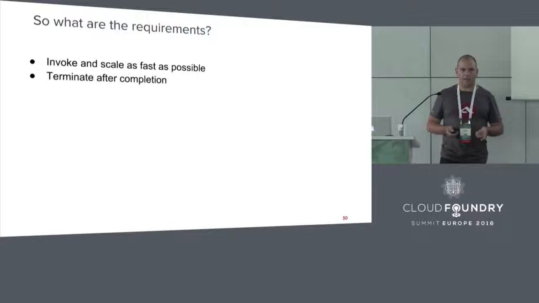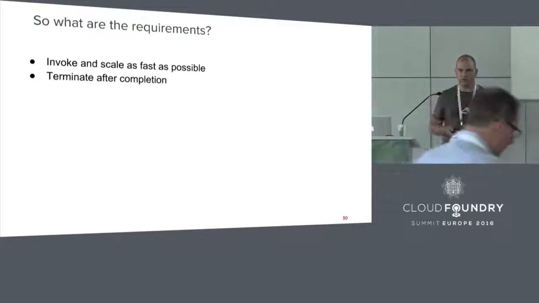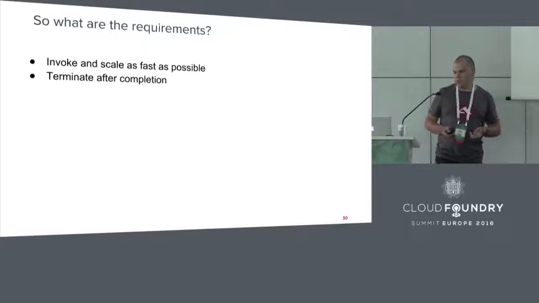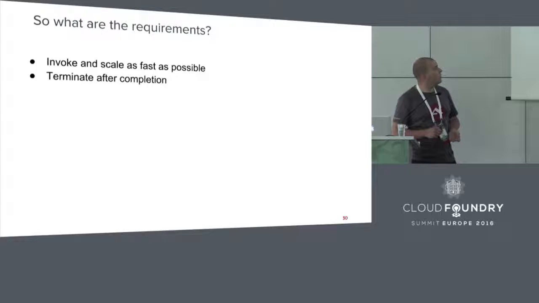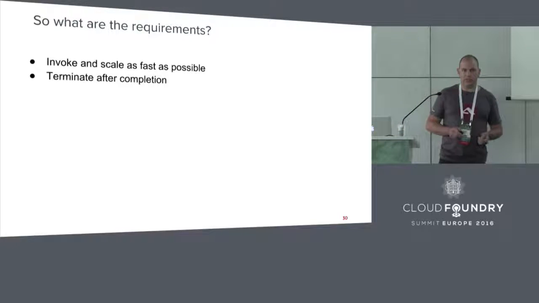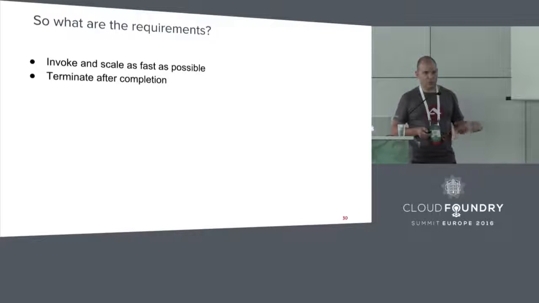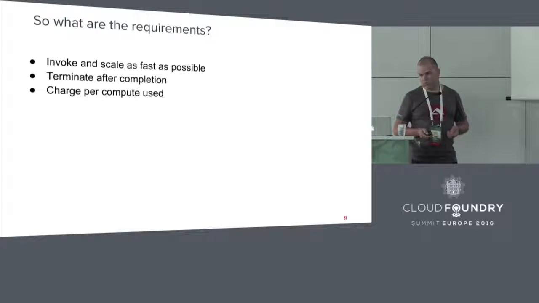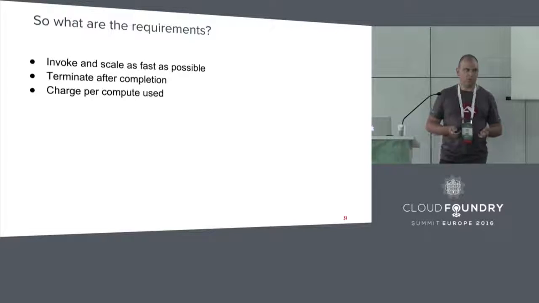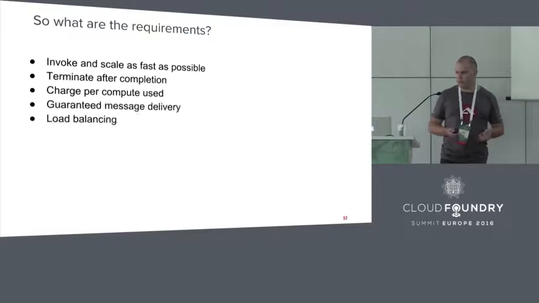So now we're coming to a point when we need to specify what the requirements are for an event-driven infrastructure we want to address. As we were saying, in this case, we need to invoke and scale as fast as possible, ideally in a fraction of a second, so that when we don't have any infrastructure at all, then we get a signal, and we have this infrastructure provisioned to process the signal, and it should happen fast. Then we want to terminate this infrastructure after the job is completed. Ideally, we want to get charged per compute used. We don't want to get charged for daemons waiting for the connection.